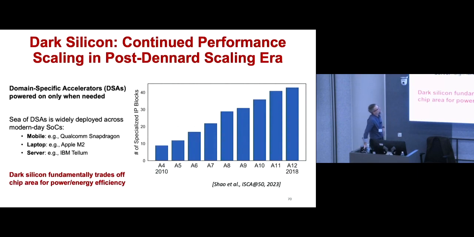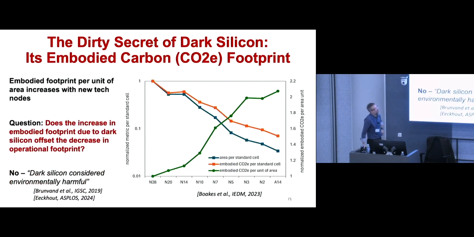And surprising or not, if we look at the total number of DSAs, where DSA stands for domain-specific accelerators, that we have on the chip today, we actually have multiple tens of those on a chip. And this is true for both mobile processors as well as laptop and server processors. If you think about it, dark silicon is really trading off chip area for power efficiency. So clearly, this has an impact on the environmental impact. And I would say the dirty secret of dark silicon is the embodied carbon footprint.